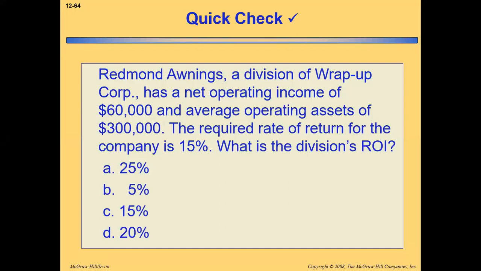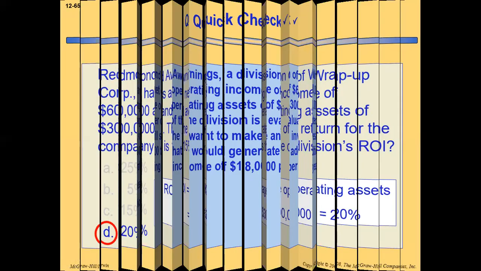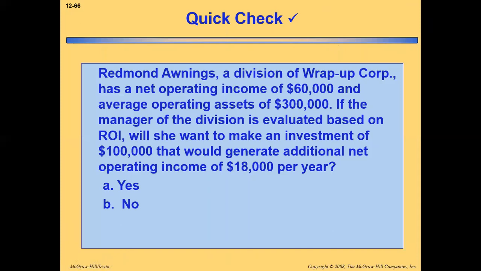divided by 3 lakh. Okay, স্যার আপনার কথা কেটে কেটে আসছে। 60,000 divided by 3 lakh. Okay, 60,000 is our net operating income divided by average operating asset. Average operating asset is 3 lakh here. So 60,000 divided by 3 lakh, it is how much? 20%, right? 0.2, right? 20%. Okay. Now next question.